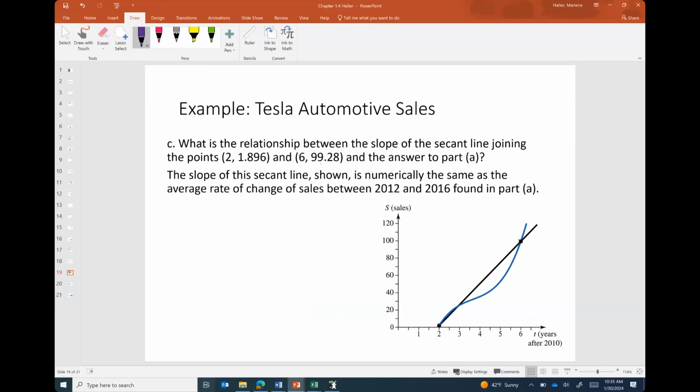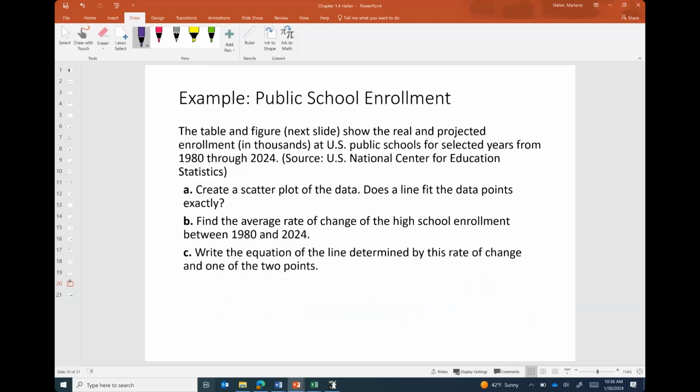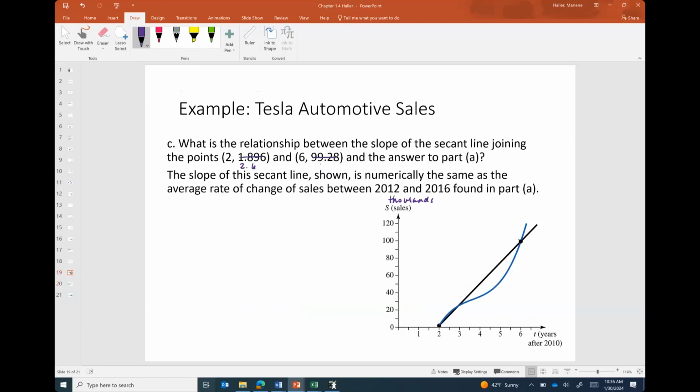So what is the relationship between the slope of that secant line joining these points and the answer to part A? All right, so the secant line, no, we have to use the same data. I'm sorry. Even though this graph changed the scale, I'm going to put it back the way it was. This is in thousands. Okay, and years after. So what was s of 2? It was 2.65, and s of 6 was 100,000.